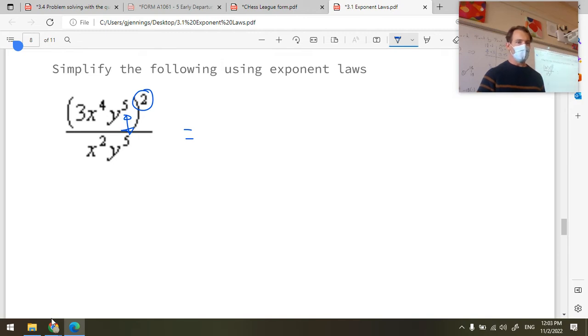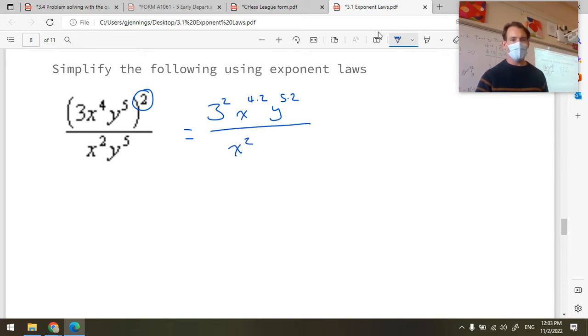Nine x to the power of 8 and y to the power 10. Yes. Yeah. So let's take a look at that. I can't do this cancellation in there yet because of BEDMAS. So I have to resolve this bracket and this external exponent first. So that's going to be 3 squared x to the 4 times 2, y to the 5 times 2, all divided by x to the 2, y to the 5.